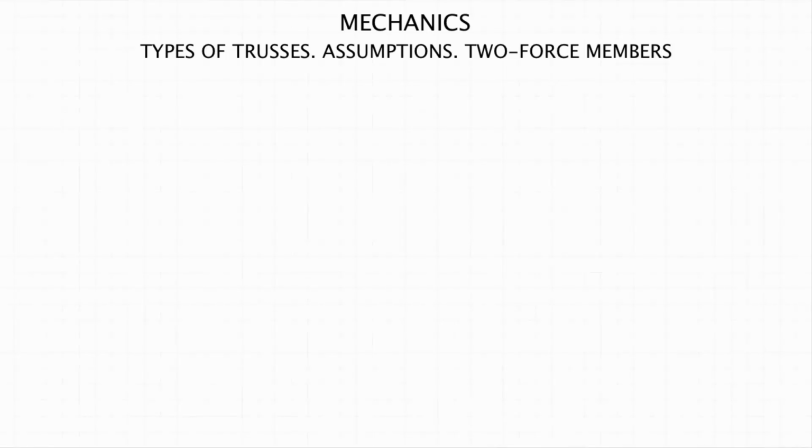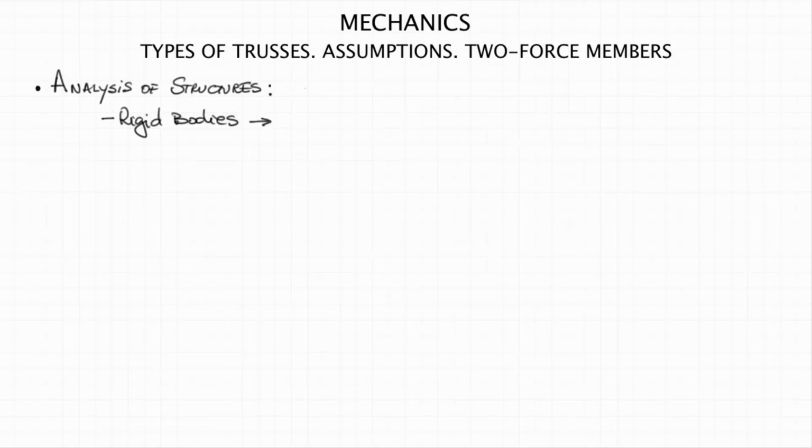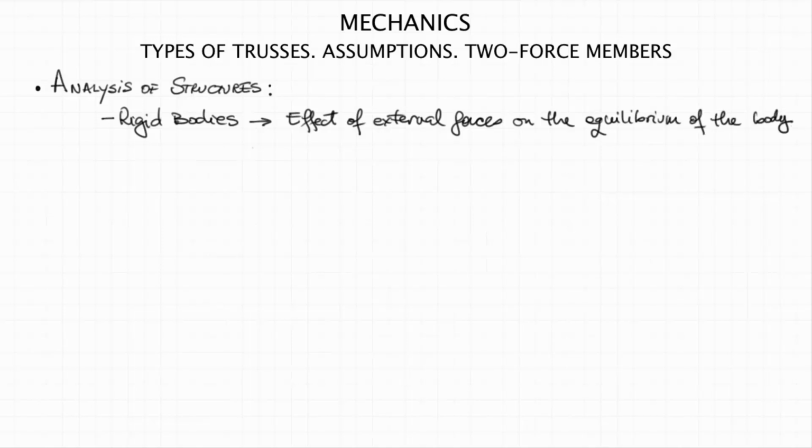Hello again. In this lecture, we will start a new chapter of mechanics and we will discuss the analysis of structures. So far, we have dealt with rigid bodies. Rigid bodies were idealizations in the sense that there's no such thing as a rigid body. Everything deforms under the action of the loads, but we made these assumptions in order to simplify the analysis. And for rigid bodies, we looked at the effect of the external forces in order to analyze the equilibrium of that rigid body.